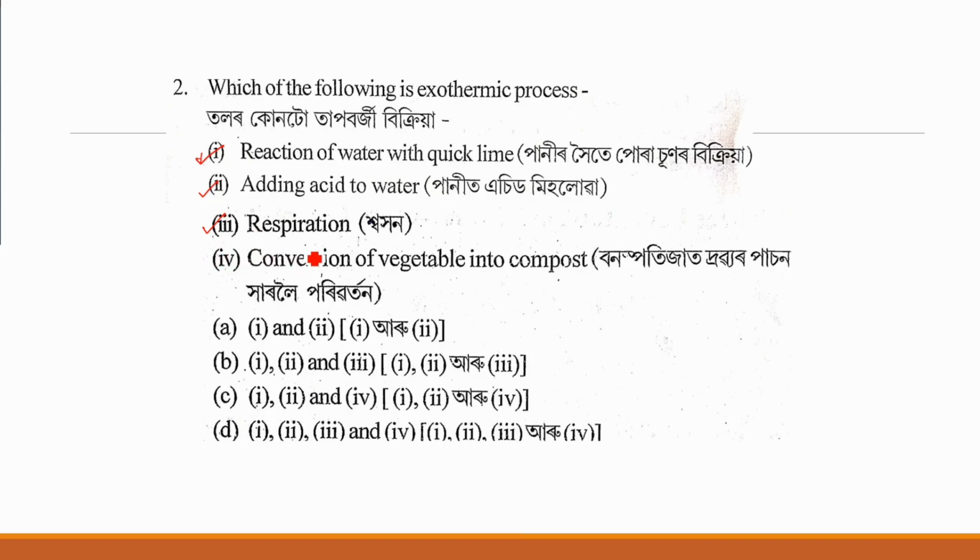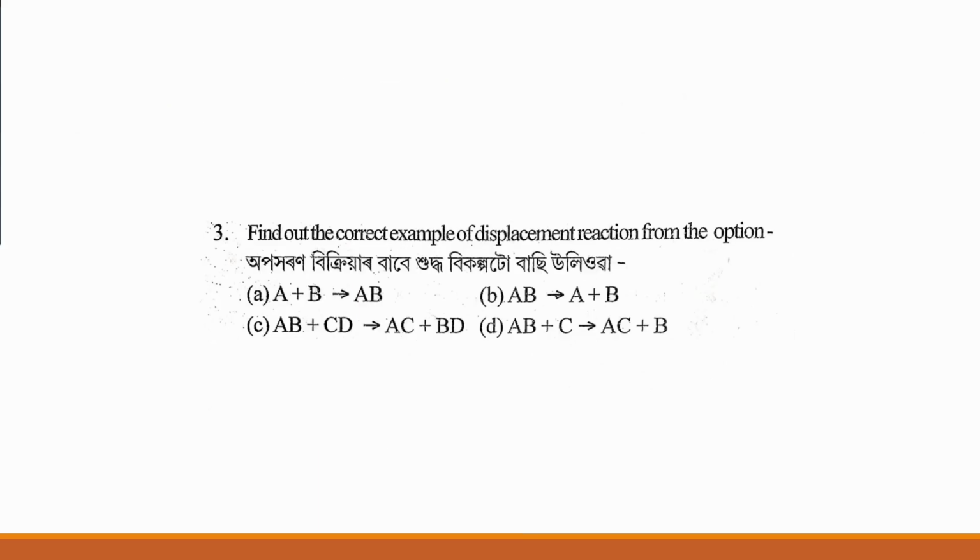Next is what? Conversion of vegetable into compost. The decomposition of vegetable matter into compost is also an example of exothermic reaction. That means we can see here that 1, 2, 3 and 4, all these 4 are examples of exothermic reaction because this releases heat. So which will be our correct option? Our correct option will be option number D, 1, 2, 3 and 4. So we'll proceed with the next question. Our next question is, find out the correct example of displacement reaction from the options.